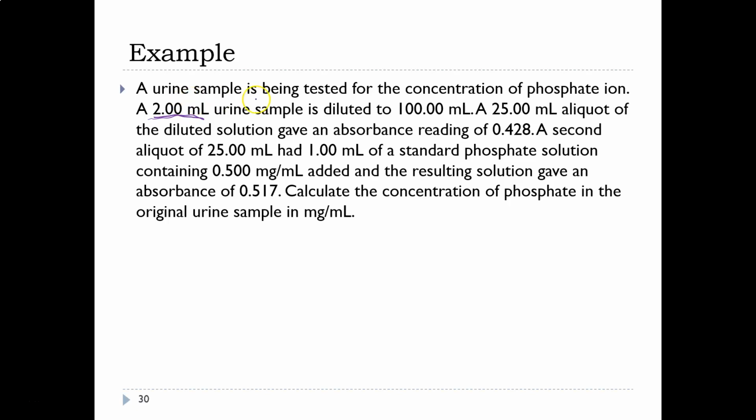We're testing our unknown sample for phosphate ion. That's the thing we're trying to solve for: calculate the phosphate in the original urine sample. Now, when we go back and look at what was the thing that was added on top of it? Well, it was a standard phosphate solution. So the thing we're testing from our unknown is phosphate. The thing we added on top of our unknown was phosphate. So it's the same analyte. So this is standard addition. Standard addition is when you're just adding the same analyte on top.